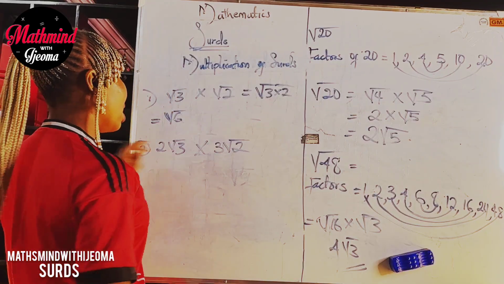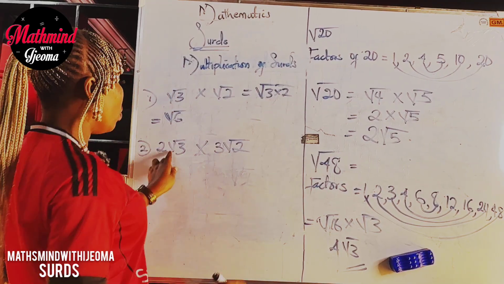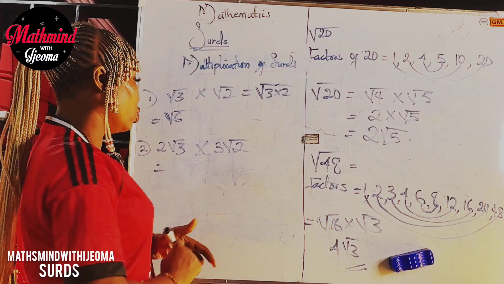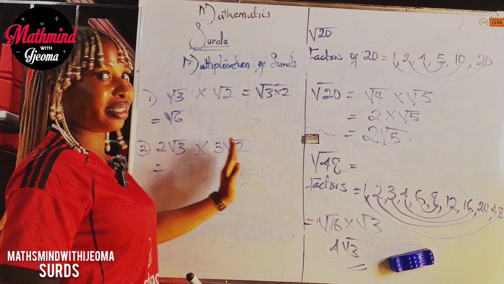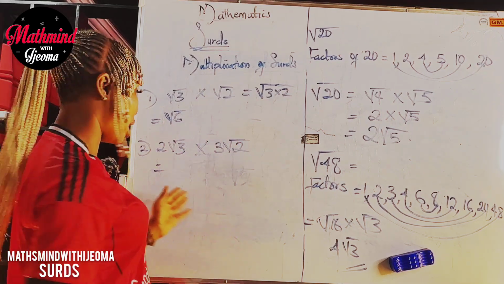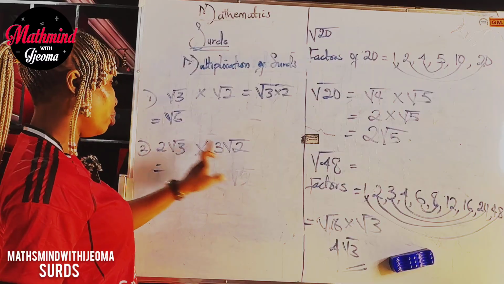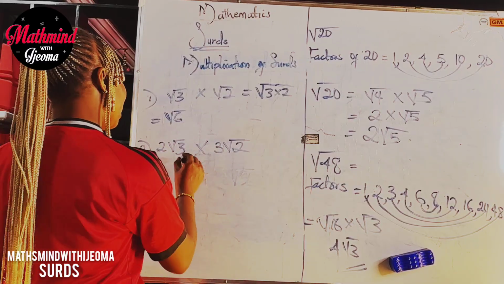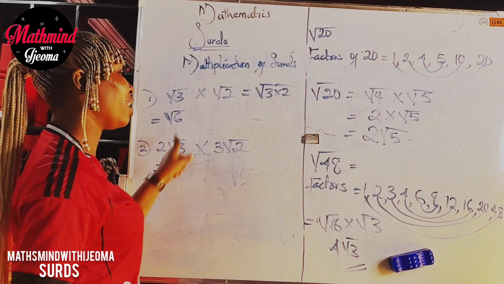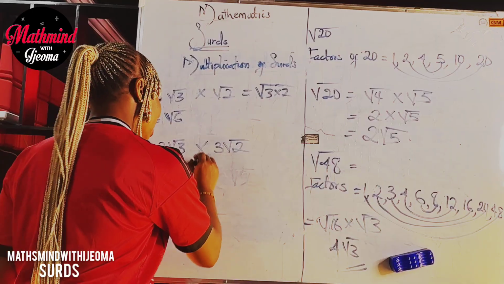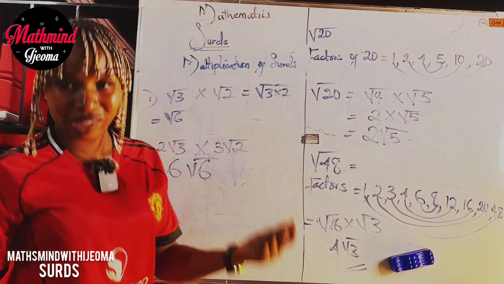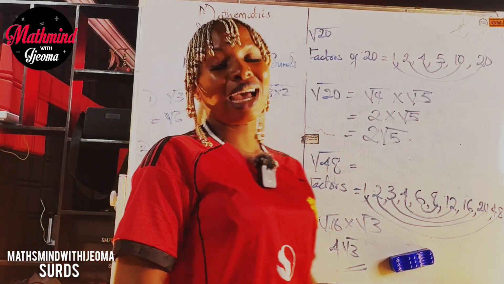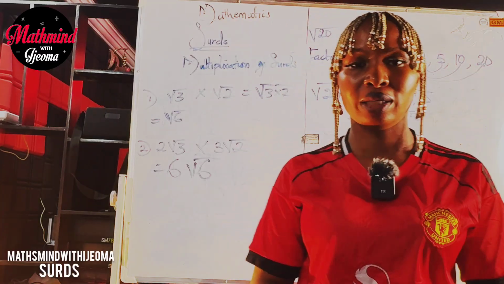Okay? Coming to this, roots, I've always told you, treat this as your x and y. Okay? So you just multiply your numbers. 2 times 3, 6. Then root 3 times root 2, root 6. So 6 root 6. That's how it works for multiplication.